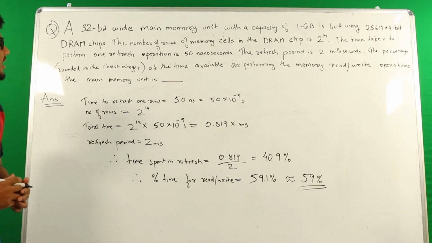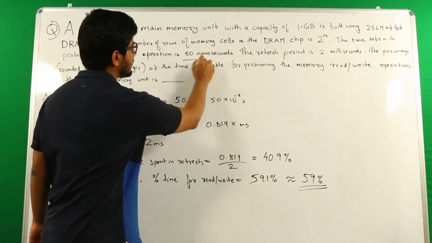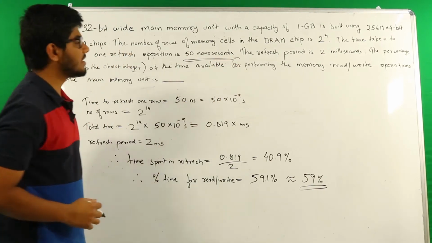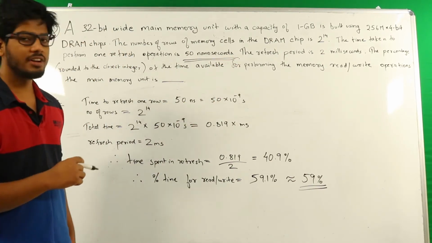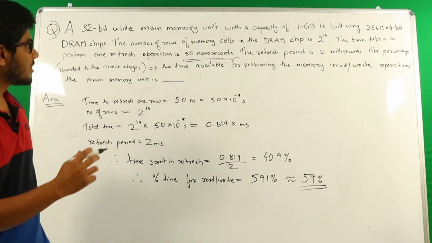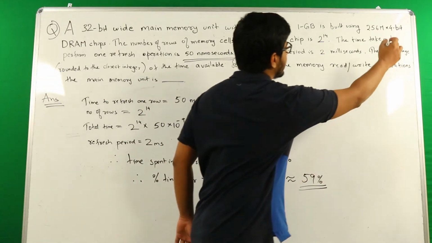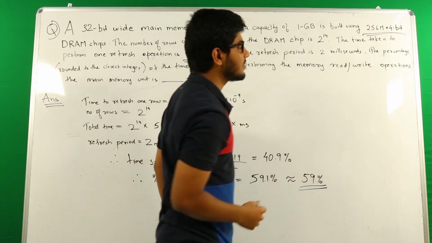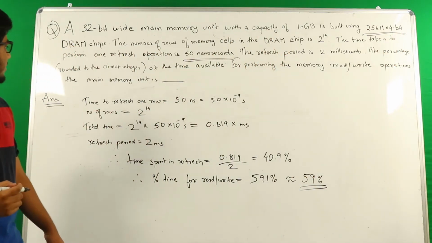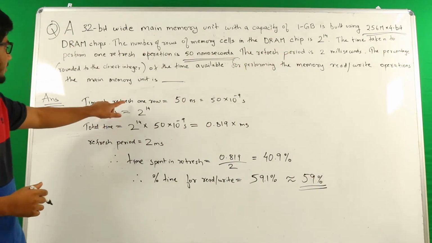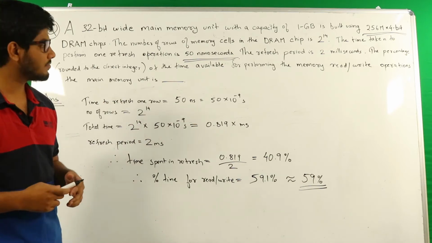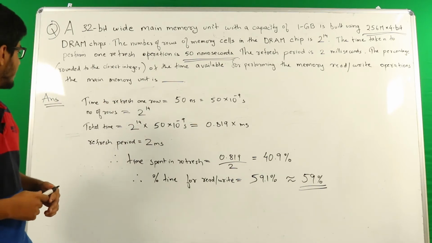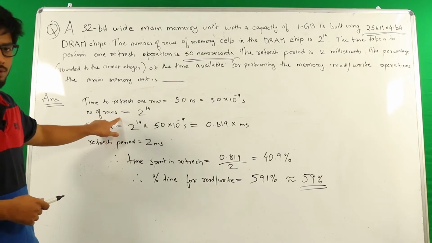So in this question they have given us that the time taken to perform one refresh operation is 50 nanoseconds, which is nothing but the time taken to refresh one row in the DRAM chip. So whatever information regarding the size is not relevant to solve this question. So the time taken to refresh one row is 50 nanoseconds, which is 50 into 10 raised to minus 9 seconds. And the number of rows is 2 power 14.